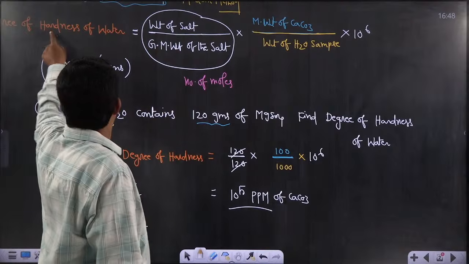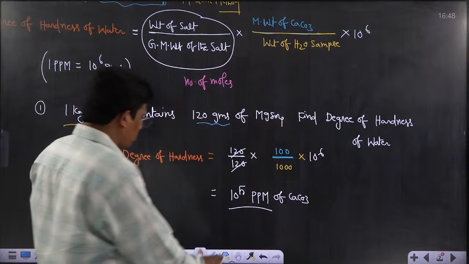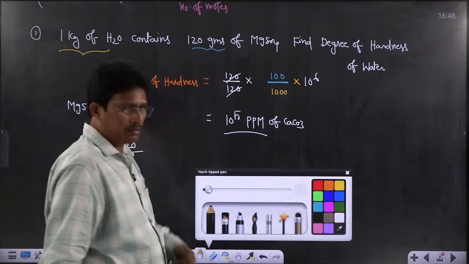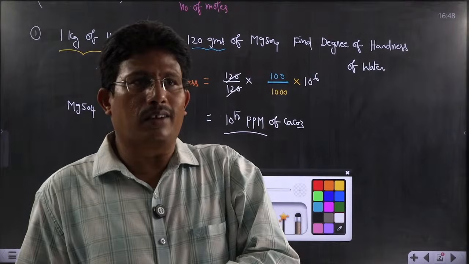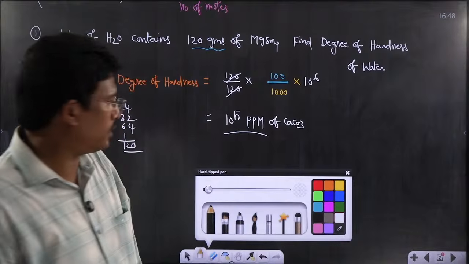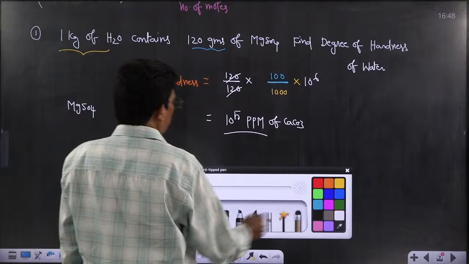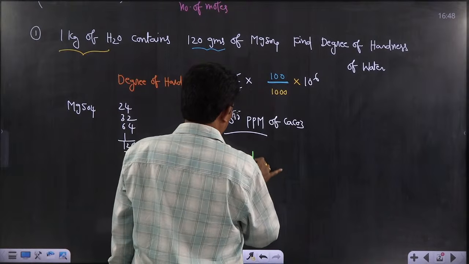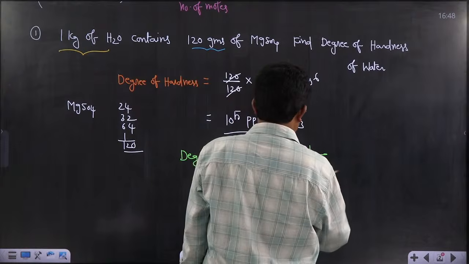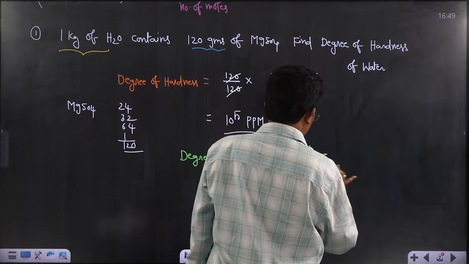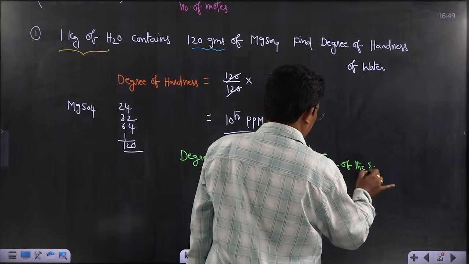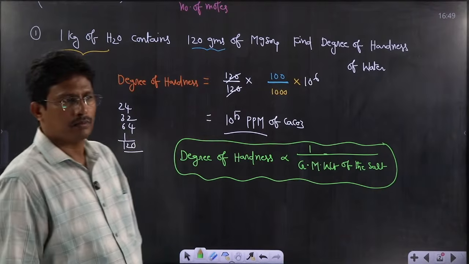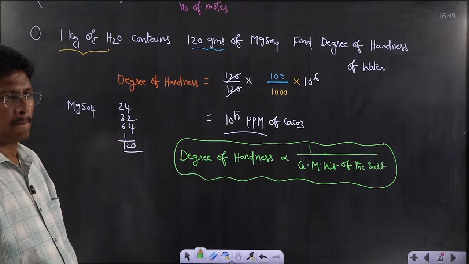If you observe clearly here, the degree of hardness of water is inversely proportional to the molecular weight of the salt. If different salts are given, the greater hardness is caused by the salt with the least molecular weight. The degree of hardness of water is inversely proportional to the gram molecular weight of the salt. Important.